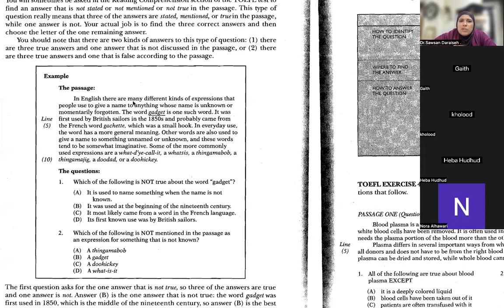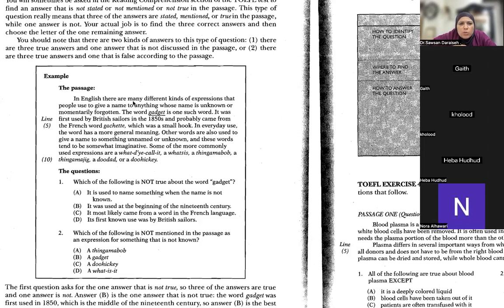Let's see the words that are used. The word gadget is one such word. It is one of the words used in English. So if you keep using this thing, say gadget instead. It was first used by British sailors in the 1850s, and probably came from the French word gâchette. I don't know French, so if I pronounced it wrong, forgive me. The word probably came from the French gâchette, which was a small hook. In everyday use, the word has a more general meaning, like thing.